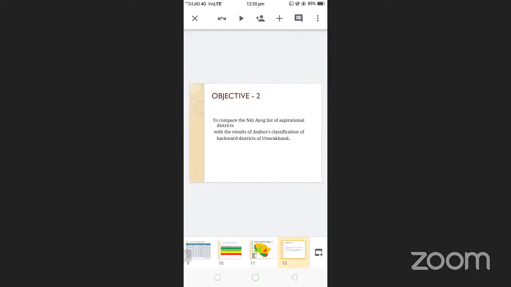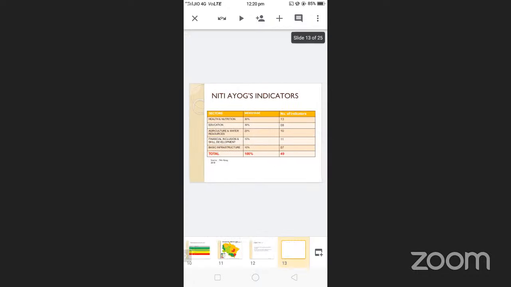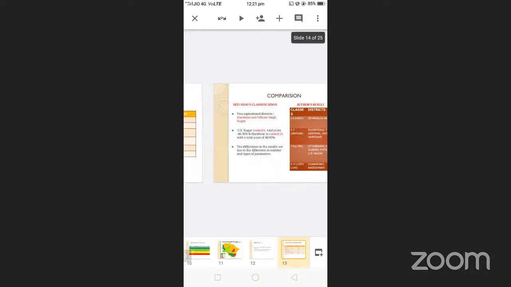Now moving towards our second objective, that is to compare the Niti Aayog list of aspirational districts with the author's result of classification. Before doing that, let us look at the indicators taken by the Niti Aayog. It was decided after much consultation that the baseline ranking for 115 aspirational districts would be based on the composite index ranking 49 indicators across 5 sectors that include health and nutrition with 30% weightage, education 30%, financial inclusion and skill development 10%, and basic infrastructure 10% weightage.